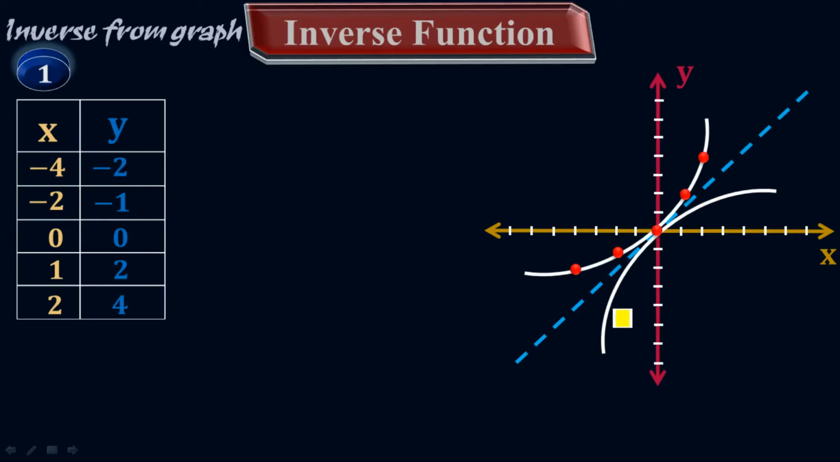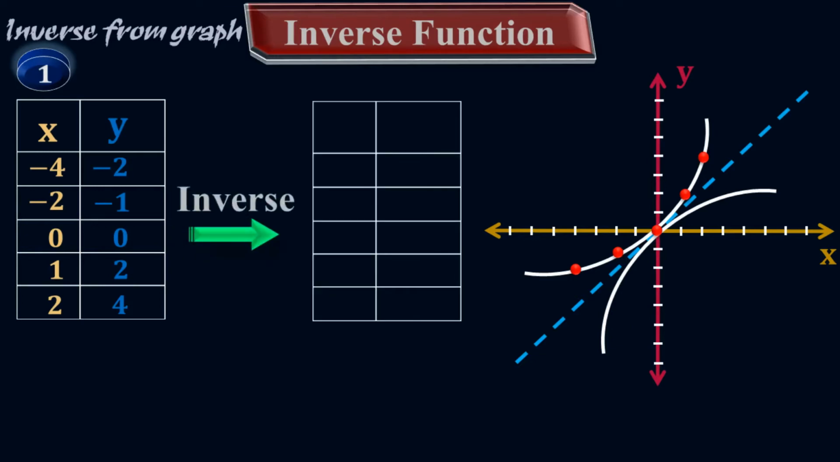But what about the inverse graph? Let me identify the points for the inverse graph. Now let me make the t-table for the inverse graph. Here is my x, here is my y. So at 0 along the x-axis, my y value is also 0, which is at the origin. Similarly, at -1 along the x-axis, my y value is -2 here.